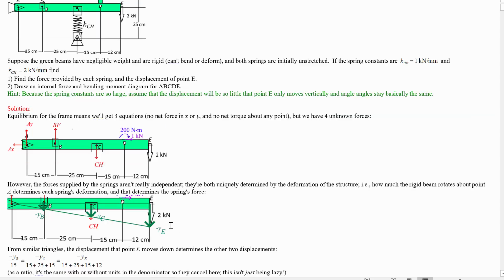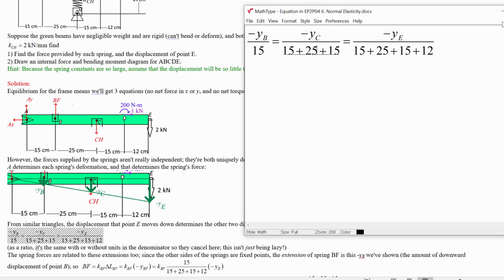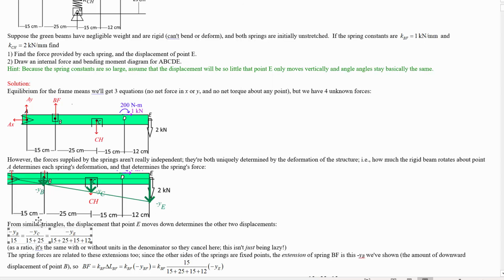So you can see that YE divided by the sum of all those different distances has to be equal to YC divided by the sum of these 2 distances. Oh, wait, hold on. There's not a 15 there. That would be the point D. So just 15 plus 25, that distance, and that's related to YB divided by this distance, right? So this over that has to be equal to this amount over that whole thing, and that's equal to this amount over that whole thing.